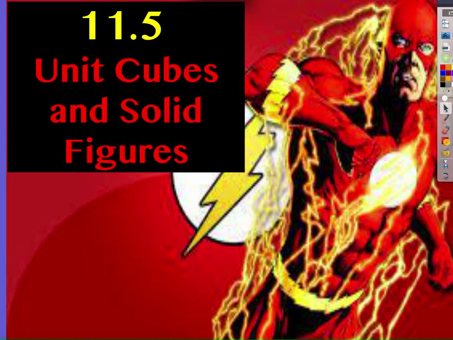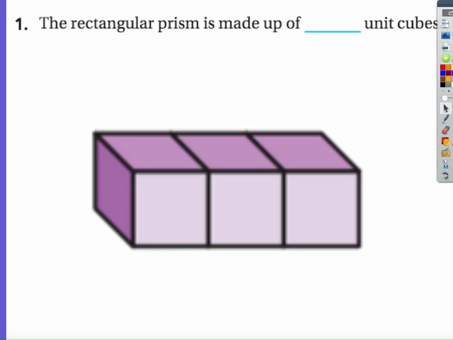Okay, today's lesson we're going to start looking at the basics of volume, trying to figure out how big a shape is and how much room a 3D shape takes up. So if we look at a basic shape like this, it's called a rectangular prism, and each one of these blocks is called a unit cube.